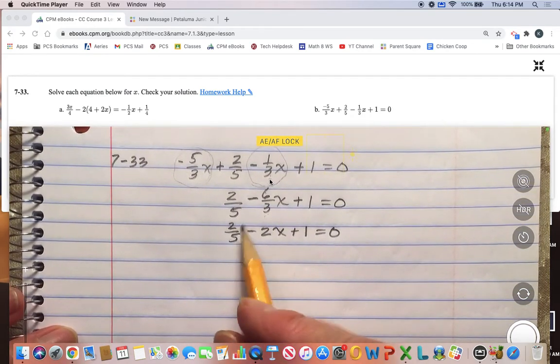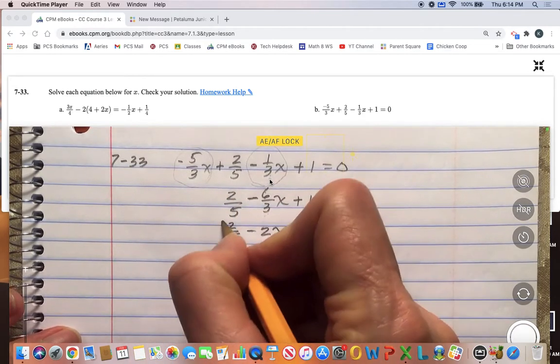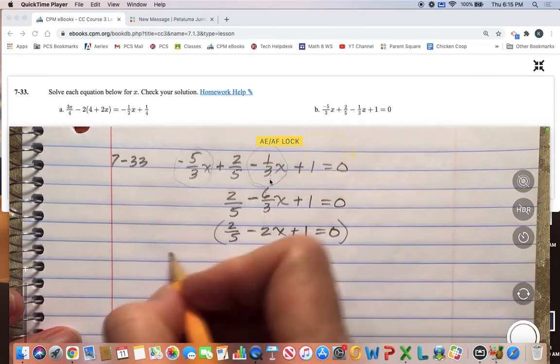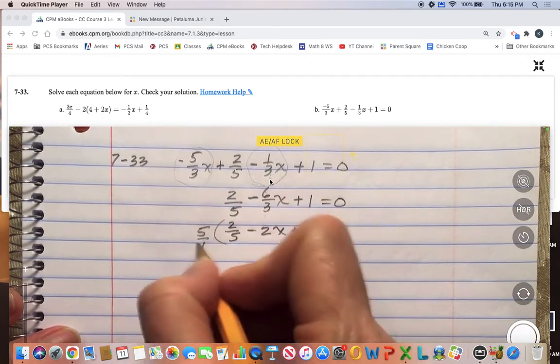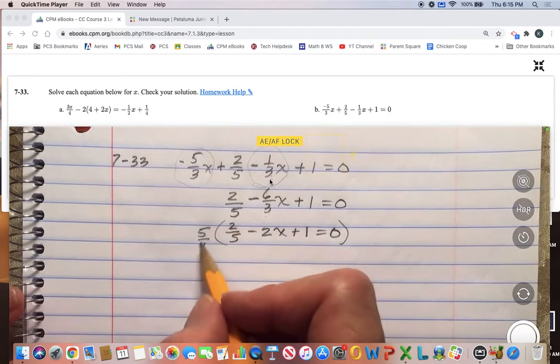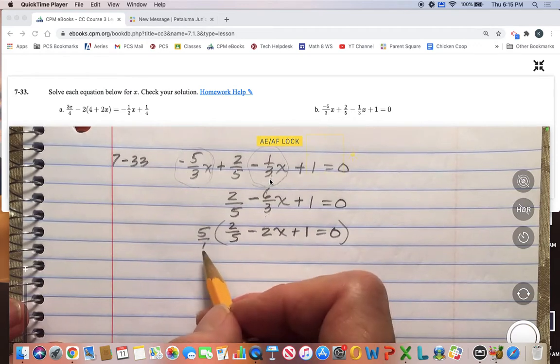Okay, so now I still have to fraction bust, but it's a lot easier to fraction bust by multiplying by 5 than it would have been to multiply by 15. So let's take this whole thing, multiply it by 5, or 5/1, if we're dealing with fractions.